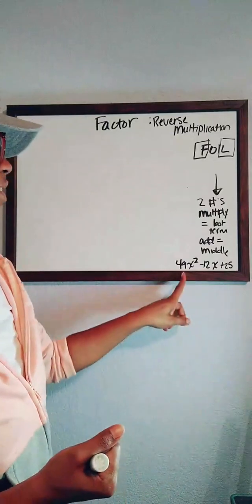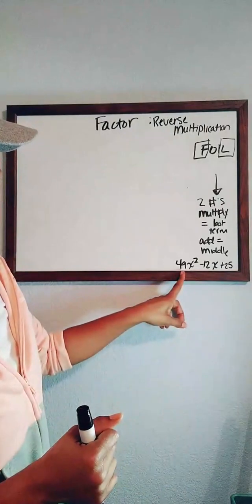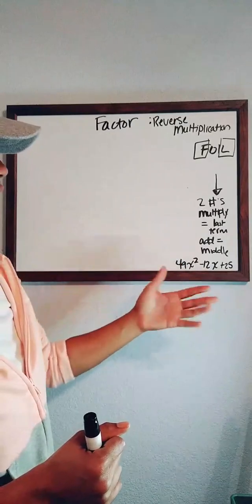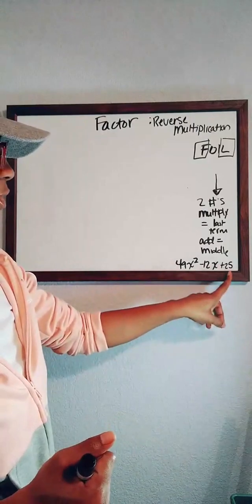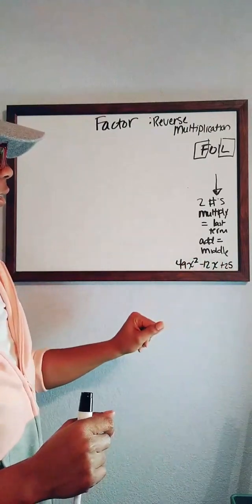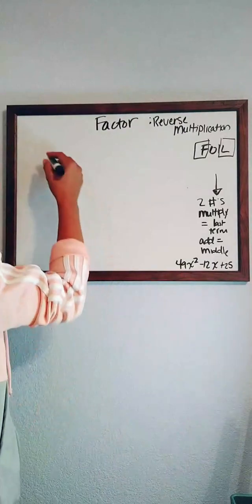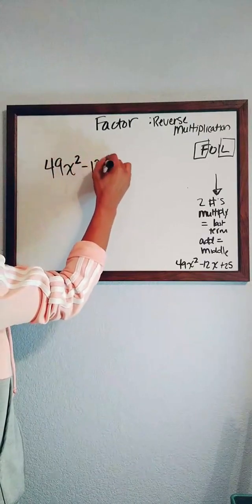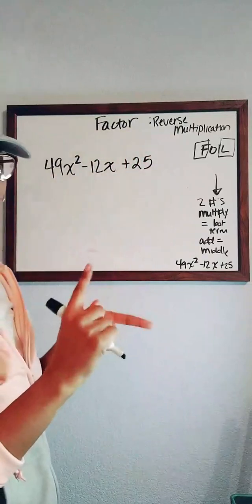Yeah, so this is a huge number, but it's not bad because the only factors of 49 are 7 times 7, and 1 and 49, and then the factors of 25. So it's actually not that bad. But if you try to do 49 times 25, it could be a lot. There's a way you can do it with the box method. So if you were to do 49x squared minus 12x plus 25, I would do the guess and check method.